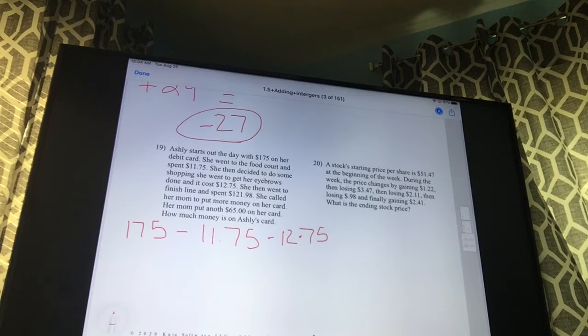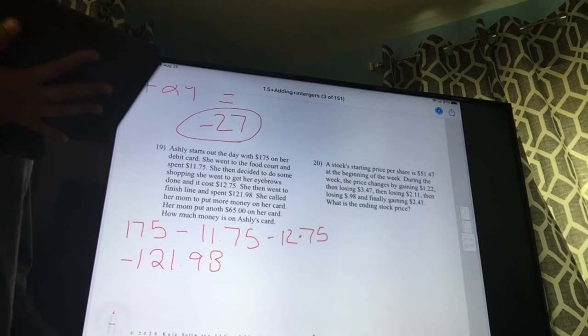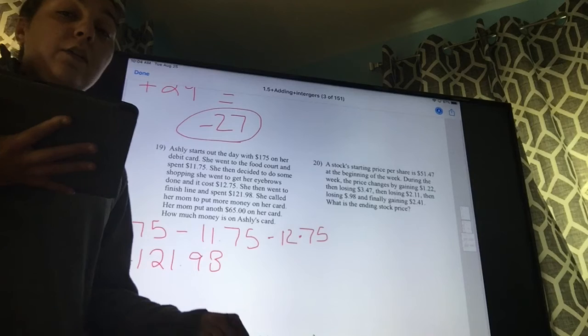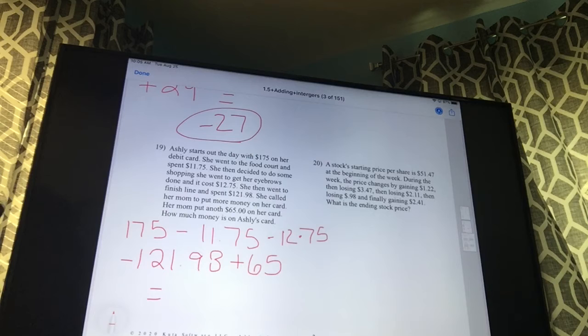She then spent another $121.98. So minus $121.98. And then her mom put money on her card, another $65 on her card. So we're going to add 65 to that. And then we need to see, well, what does that equal? Okay. So 175 minus 11.75 minus 12.75 minus 121.98 plus 65. So she should have $93.52 on her card.